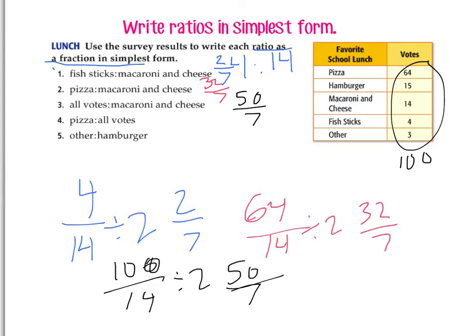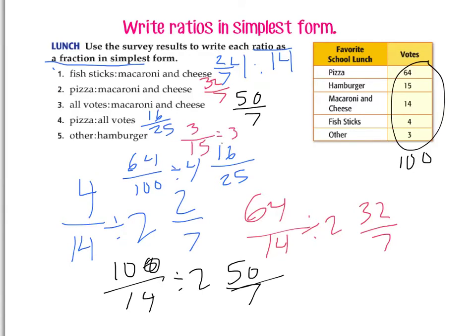Pizza has 64. All votes is 100. So I'm going to divide by 2. I could actually divide by 4 as well. Let's see, if I divided by 4, I get 16 on the top and 25 on the bottom. I can't simplify anymore. That's 16 to 25. And the last one, the last category is other, which is 3, and hamburger, which is 15. I can divide the top and bottom by 3, so I get 1 to 5.